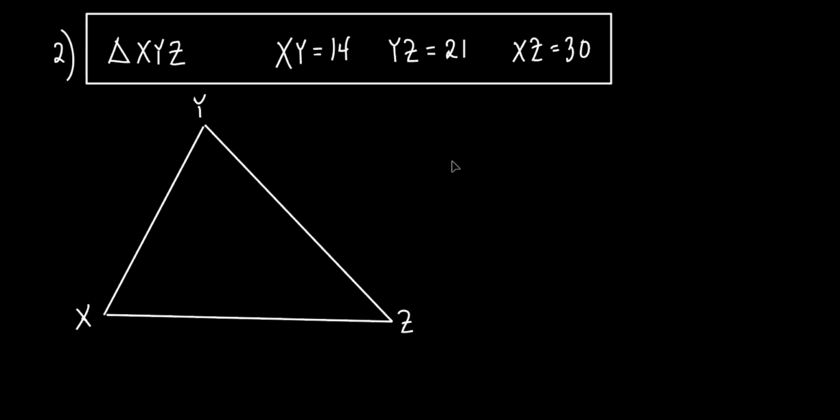So now let's fill in what they told us. They told us XY is 14. So where am I going to put 14? Right there with XY. YZ is 21. So here's line segment YZ. That's 21, so I put a 21 right there. And then what's the third side going to be? 30.